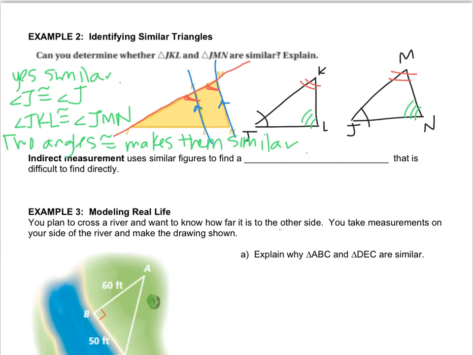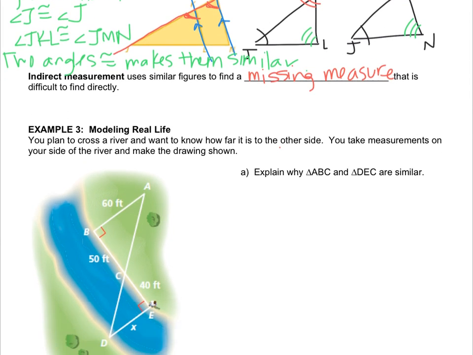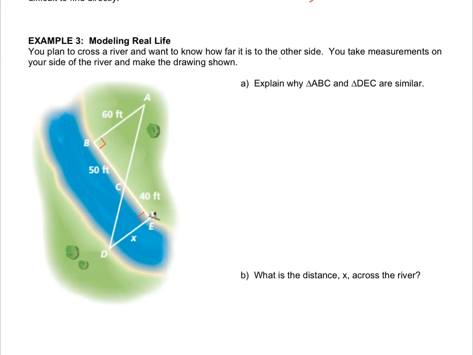We use these skills in what we called indirect measurement, which we're going to look at in example 3. Indirect measurement uses similar figures to find a missing measure that is difficult to find directly. Let's see what that means. What does indirect measurement mean? You plan to cross a river and want to know how far it is to the other side. So you wouldn't take a ruler and throw it across the river. How do you find the distance across a river?